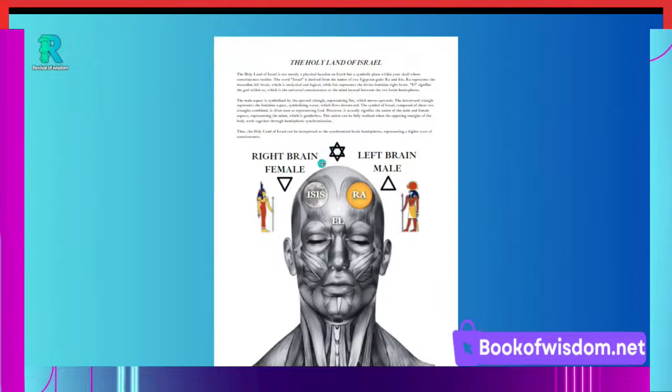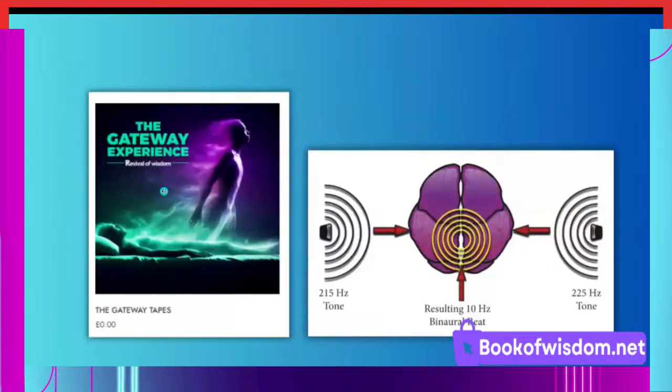So this is why the symbol of the Holy Land, Israel, is the up and down triangle combined together, because it represents unification of the male and female, unification of the hemispheres. You're born again. You unlock consciousness. And you can get this for free. It's called the Gateway Tapes on my website.